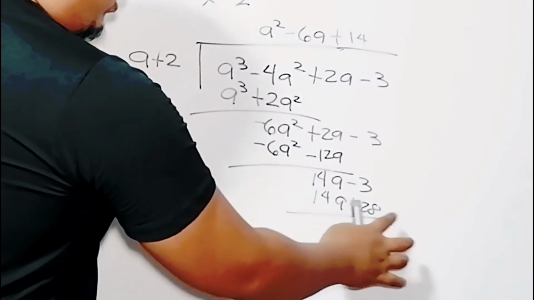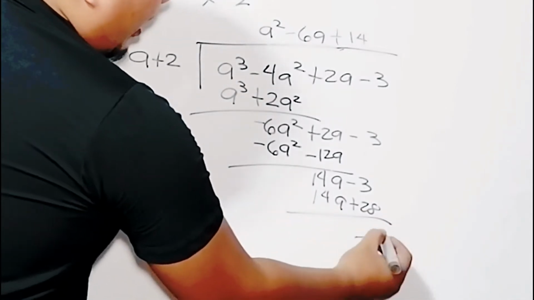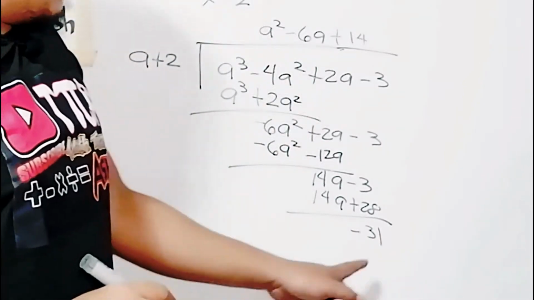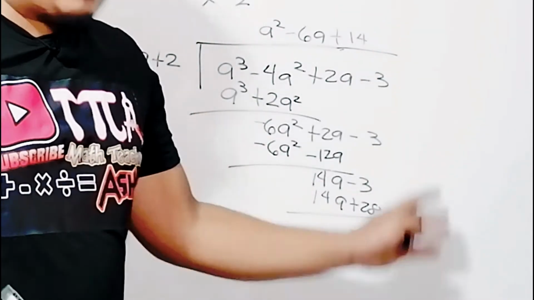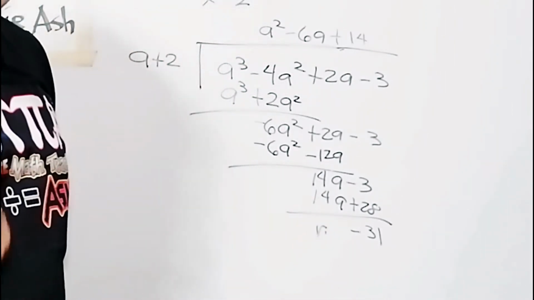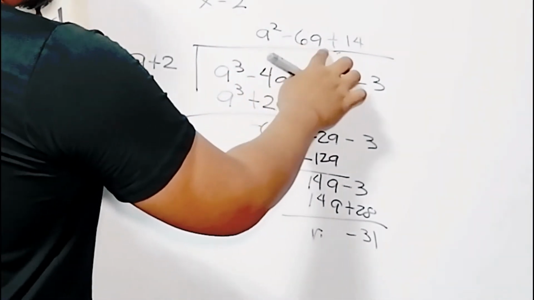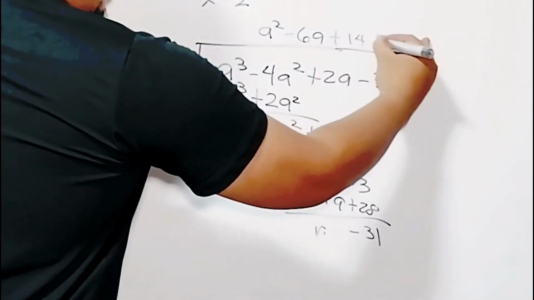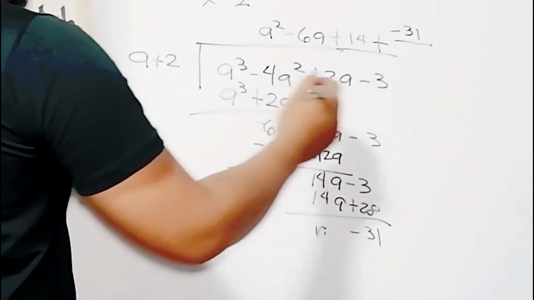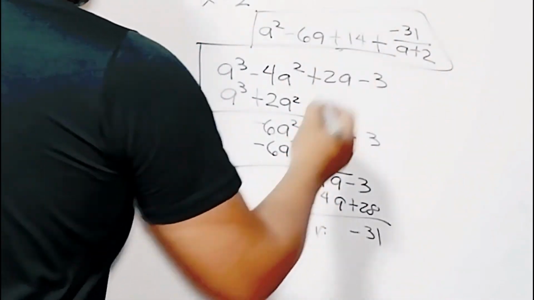Negative 3 minus 28, that will become plus negative, and you will have negative 31. Now, what do you call this negative 31? Since there is nothing left to be brought down, that will be what we call the remainder. So how will you write your answer? That is basically a squared minus 6a plus 14 plus negative 31 over, you just copy this divisor, a plus 2. And that will be your final answer.